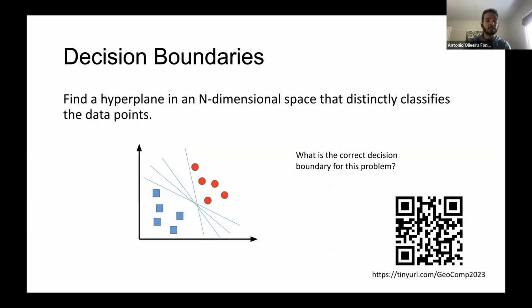Okay, so I want you to go back to that link that we have and tell me what's the correct decision boundary for the problem. Again, the problem is I would like to separate blue squares from red circles, and I want you to tell me what's the correct decision boundary for this problem. I need to activate the thing, so let me activate that. You guys should be able to see the problem now. If you don't, please let me know.